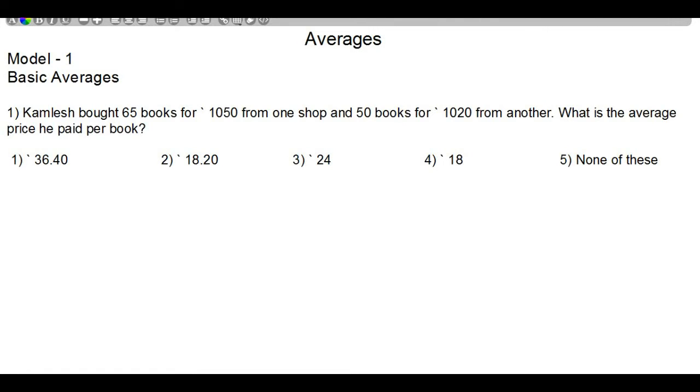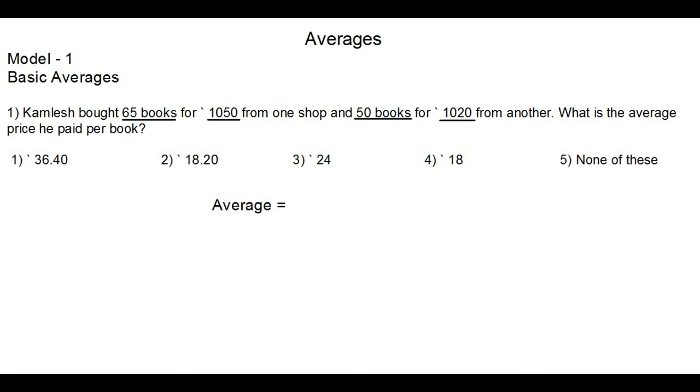Let us now take some basic examples based on the definition of average. Here the question is, Kamlesh bought 65 books for rupees 1050 from one shop and 50 books for rupees 1020 from another. What is the average price he paid per book?